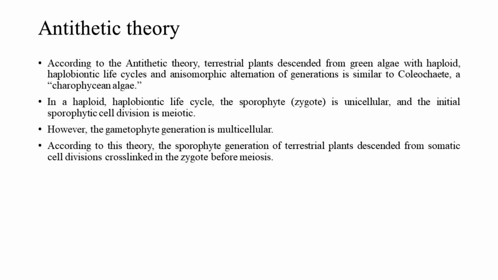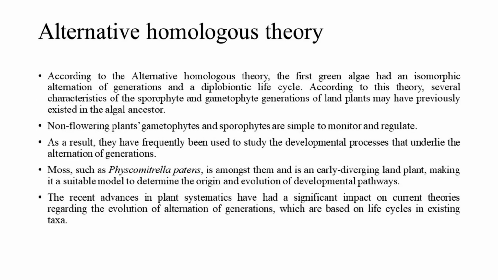cross-linked in the zygote before meiosis. Alternative homologous theory. According to the alternative homologous theory, the first green algae had an isomorphic alternation of generations and a diplobiontic life cycle. According to this theory, several characteristics of the sporophyte and gametophyte generations of land plants may have previously existed in the algal ancestor. Non-flowering plants' gametophytes and sporophytes are simple to monitor and regulate.